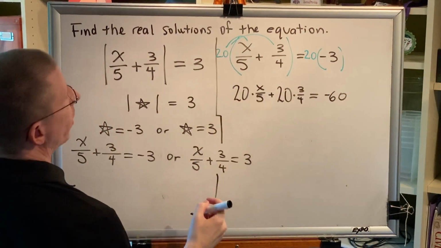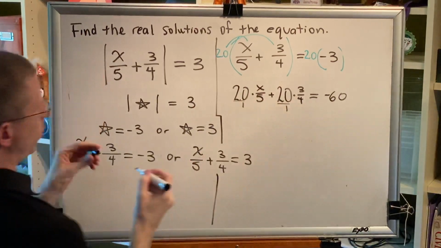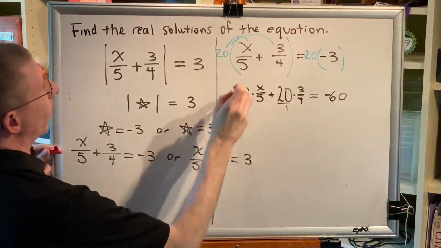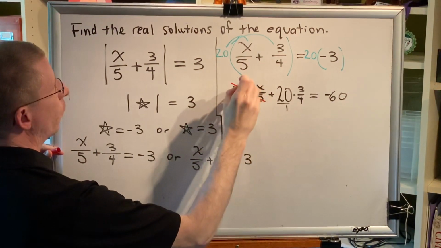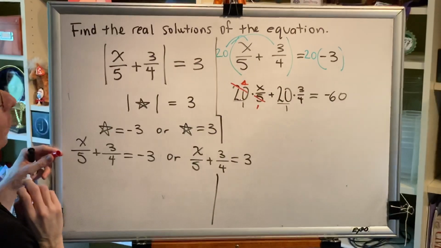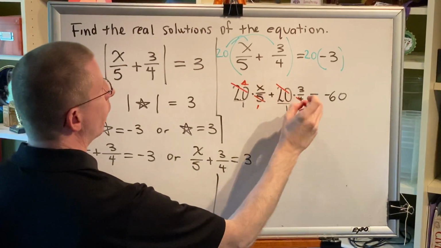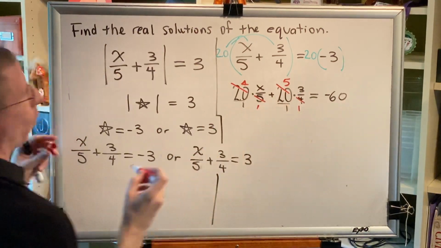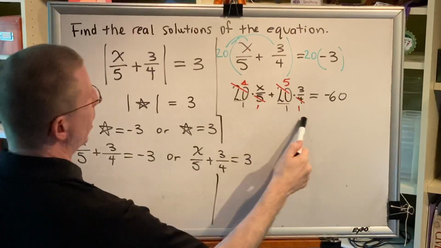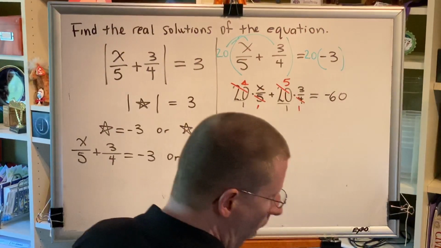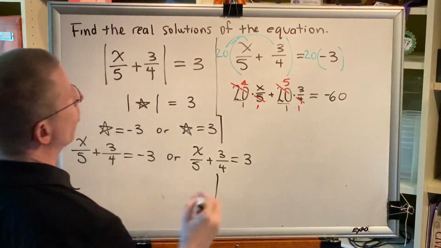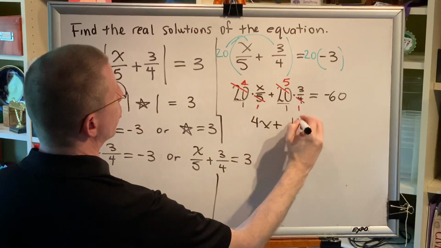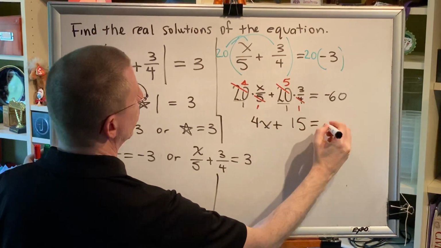Now 20 is the same as 20 over 1, which means the 20 is in the numerator, and therefore I can do some simplifying. 20 divided by 5 is 4, so I can replace 20 over 5 with 4 over 1. 20 divided by 4 is 5, so I can replace 20 over 4 with 5 over 1. Now all of my denominators are 1, and anything divided by 1 is itself, which means all I need are my numerators. So now I have 4x plus 5 times 3, which is 15, equals negative 60.